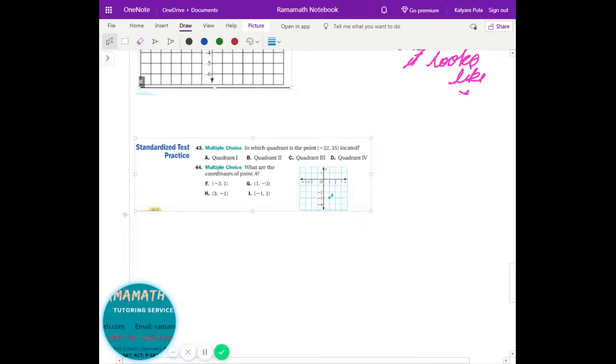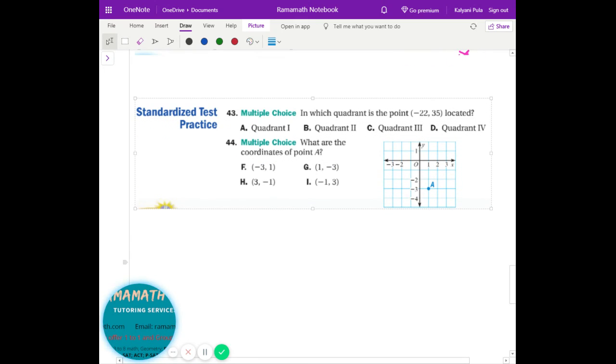Now let's look into the standardized test question. Go ahead and read the question for me. Multiple choice. In which quadrant is the point (-22, 35) located? Quadrant 1, 2, 3, or 4. Go ahead and try that one first. How did you get the first quadrant? I got it by looking at it and saying -22 is located on... Oh, darn it. This is negative x and then positive y. I thought it was positive. Sorry about it. So what do you think now? Are you going to change your answer?